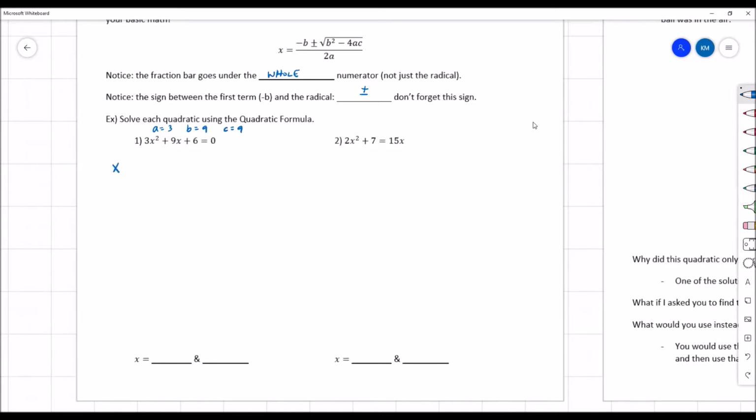x equals opposite b, so negative 9, plus or minus the square root of b squared minus 4 times a times c, all over 2a. In this case, a is 3. So as you plug those values in, make sure that you're thinking of those numbers and where they go and not accidentally plugging in variables.